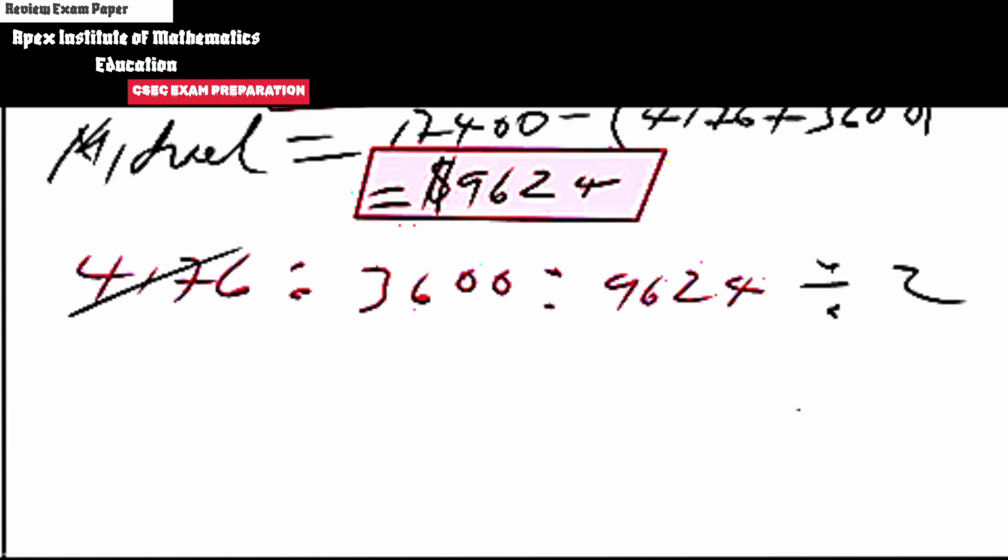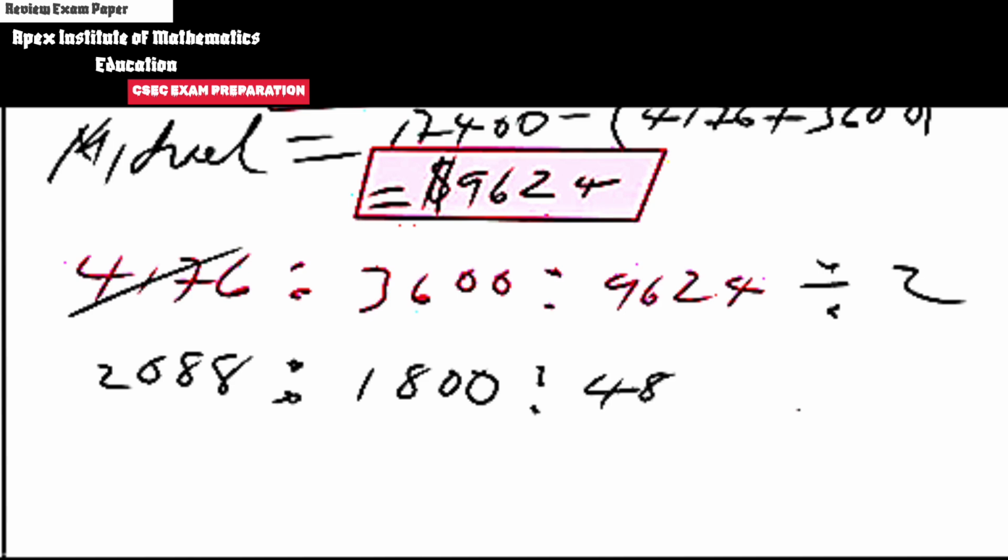So 4,176 divided by 2 is going to give us 2,088. Again, we put back our colon. We're going to divide 3,600 by 2, so that's 1,800. And we're going to divide this number over here also by 2, so 9,624 divided by 2 is 4,812. All right. Next, we're going to divide through by 2 again, because it does look as if 2 can work. Yes, 2 can work. So let's cross this out here and here. Let's cross this out now. Boom. Divide this by 2.